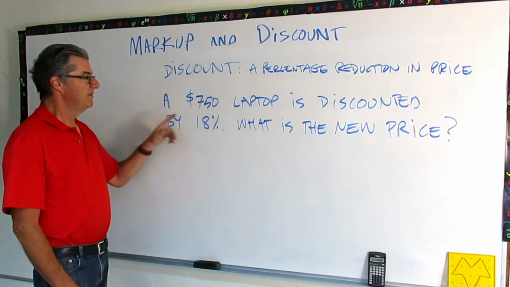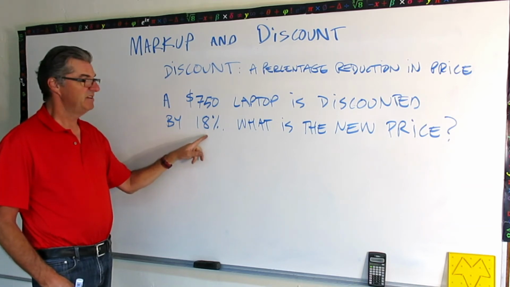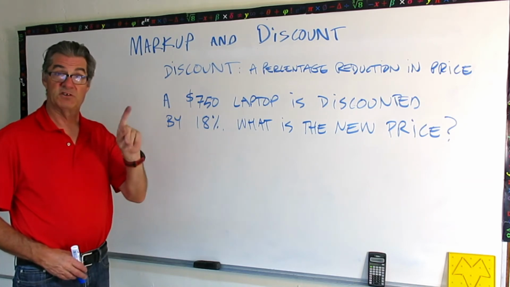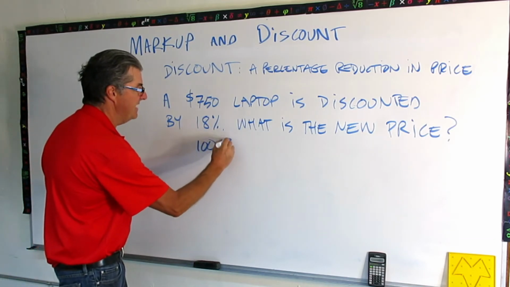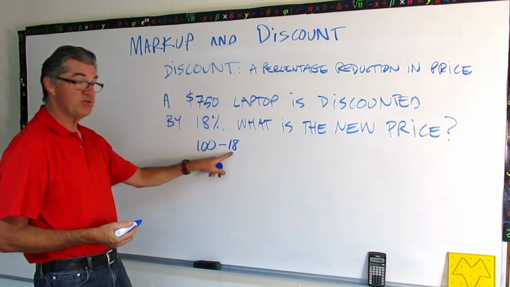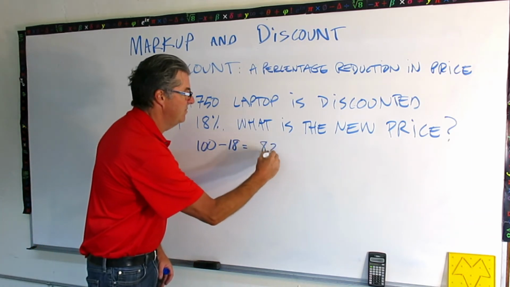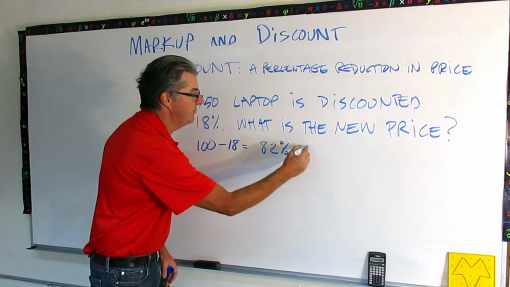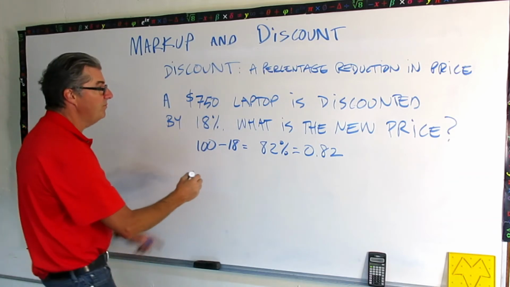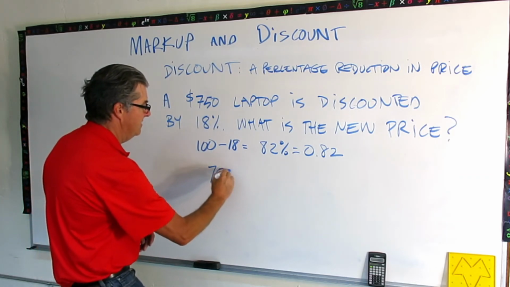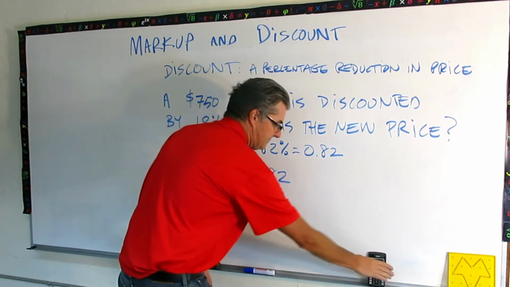Here's a situation. There's a $750 laptop, but it's being discounted by 18%. What's the new price? First step, what's the multiplier? This time it's 100 minus 18. Remember, with a discount, you subtract. So this is going to be 82%, so our multiplier is 0.82. Now we take the old price, $750, times 0.82, and that's going to give us our new price.